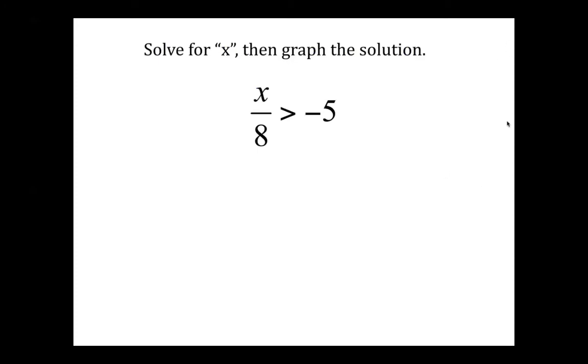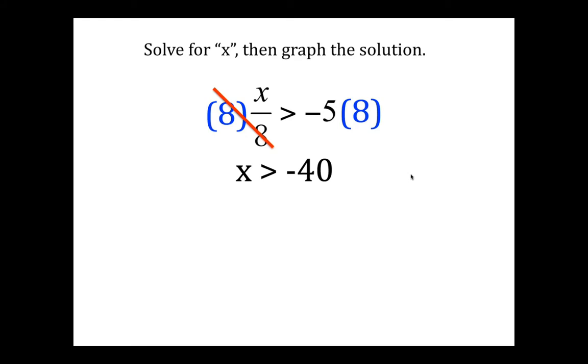Here's the first example. We're going to solve for x, then graph the solution. We have the inequality x over 8 is greater than -5. First, we want to isolate x by identifying what operation is keeping it from being isolated. In this case, it's going to be the division of 8. So for inverse operations, you want to multiply both sides by 8 to cancel it out. 8 will cancel, and you're left with x is greater than -5 times 8, which is -40. And now that you've solved your inequality for x, you can go ahead and graph the solution.